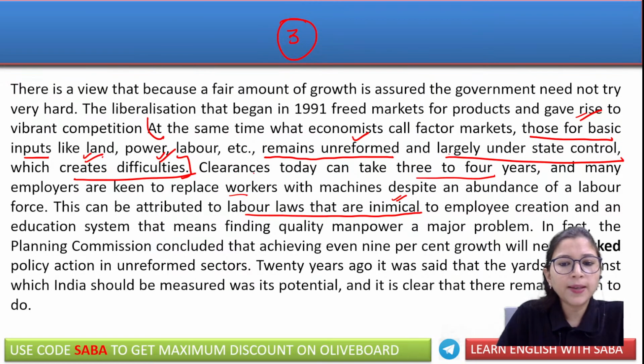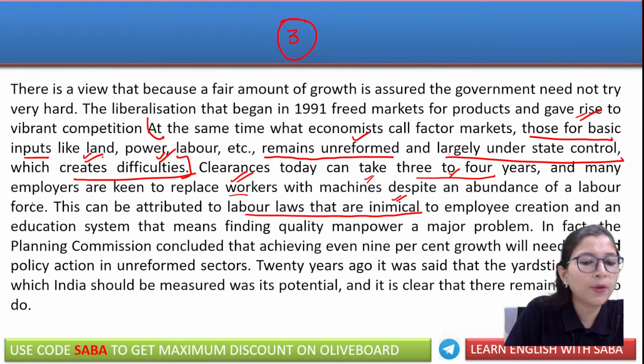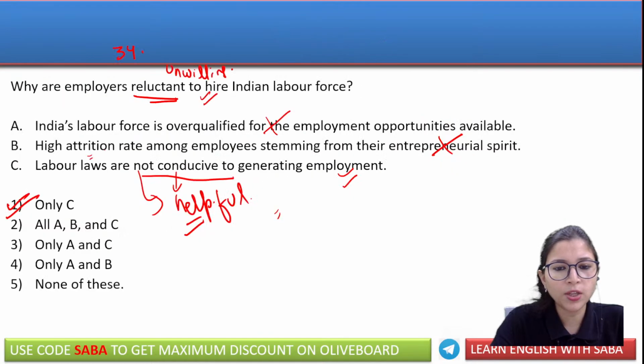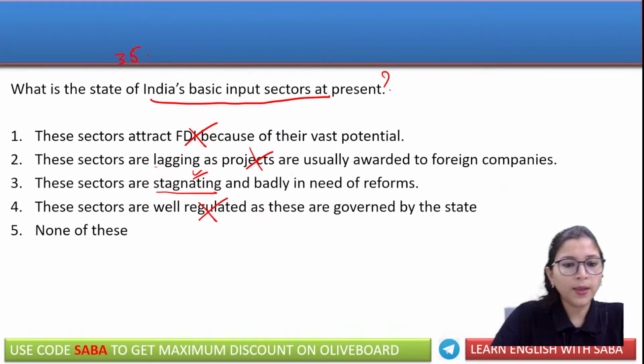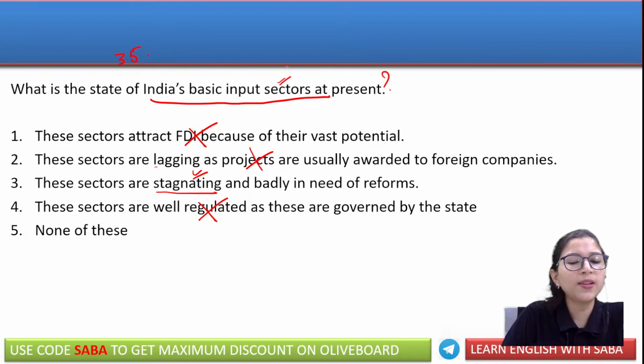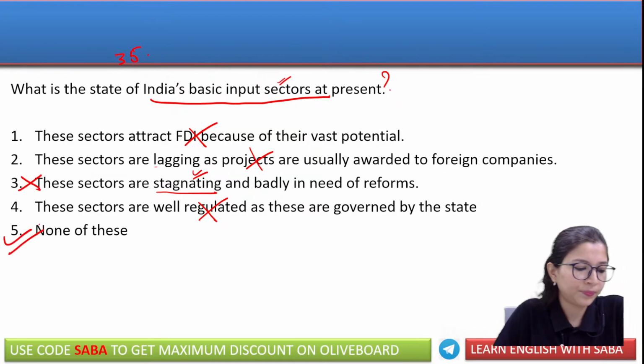See, clearances can take 3 to 4 years, and many employers are keen to replace workers with machines. कि workers की जगह वो machine रखना चाहते हैं, despite an abundance of a labor force. Even though in India we have so much labor force. अब आपने line अच्छे से पढ़ लिया. Now see the options. These sectors are stagnating. क्या इन sectors की बात हो रही है कि these sectors are stagnating and badly in need of reforms? So it is not given here. The answer will be fifth.